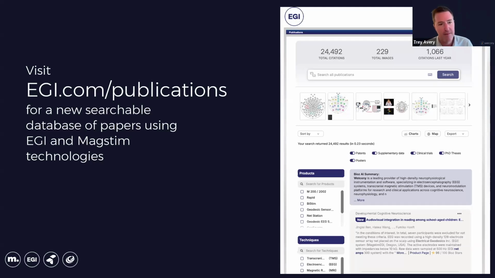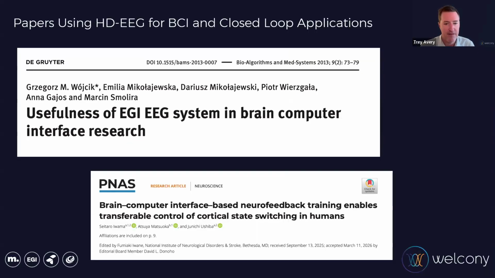Our new EGI.com publications searchable library allows you to filter based on EEG, TMS, other modalities that you might be interested in, or combinations of the two. And it's a really useful tool, even adding beyond what you can do in Google Scholar or other tools like that. On the next slide, just two papers that are nice overviews of where high density EEG can provide extra value in, say, a BCI or other things. They're nice starting points, but feel free to search the publications library for additional resources in your topic area.